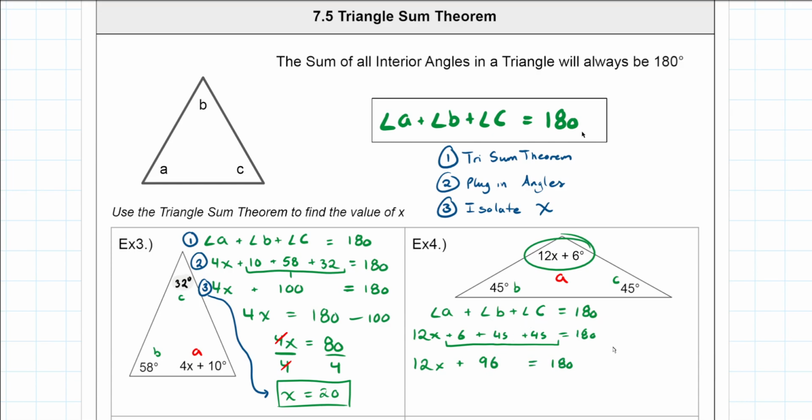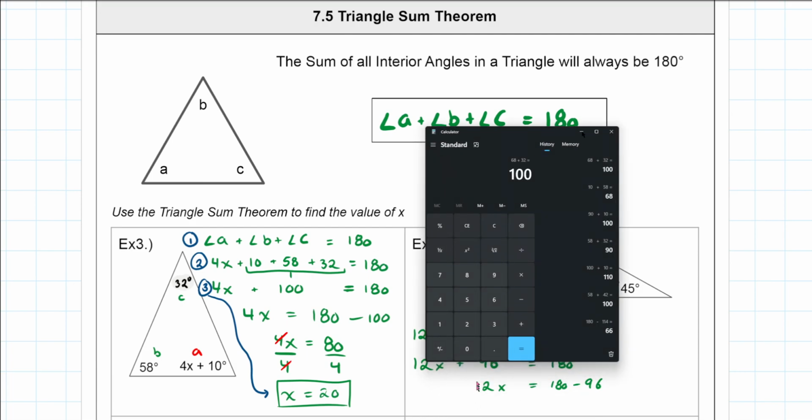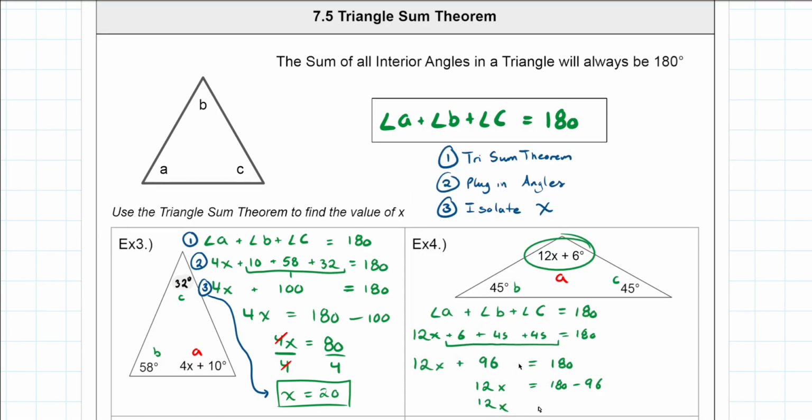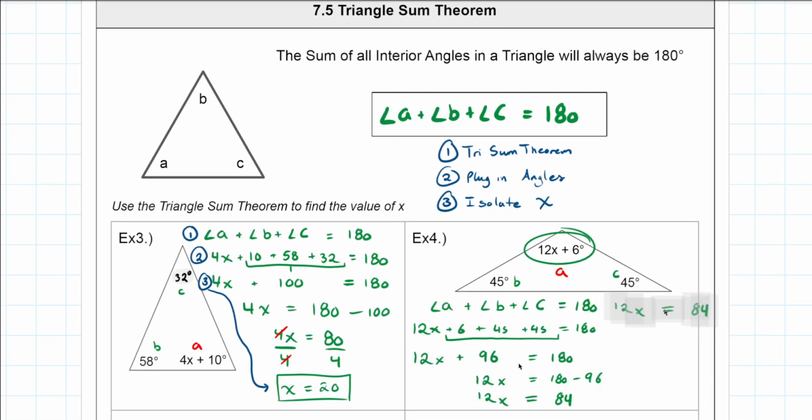I'm going to move that 96 to the other side. So 12x equals 180 minus 96. Looks like I might run out of room here, so we'll just have to continue it above. Let's see. 180 minus 96 is 84. Ooh, I sure hope that works. It does. 12x equals 84. And then I still need to isolate that x. So let's move this a little bit higher so I don't run out of room.